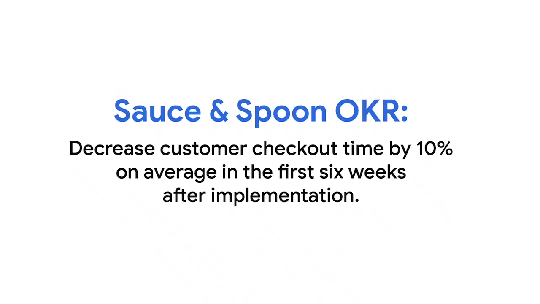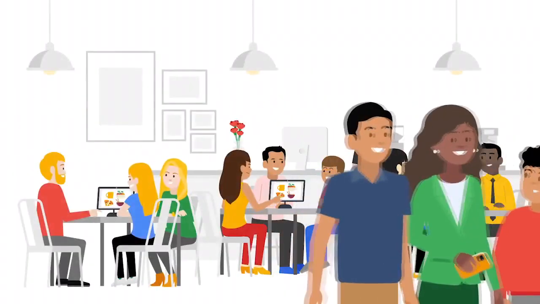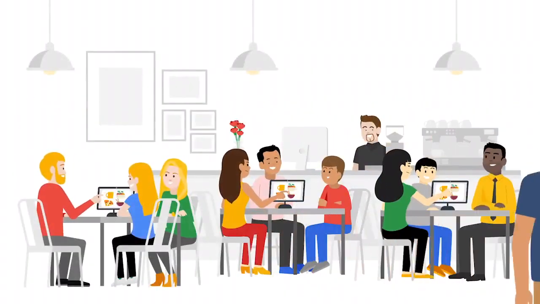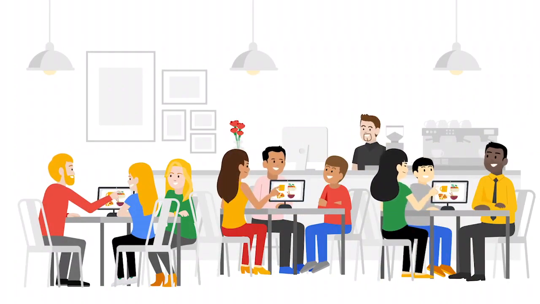For example, one of Sauce and Spoon's broader objectives is to make fresh, quick food for the working families in its community. So a relevant goal for the Sauce and Spoon tablet rollout might be to decrease customer checkout time by 10% on average in the first 6 weeks after implementation. This project goal helps the restaurant chain reach its larger goal to provide quick meals for guests.